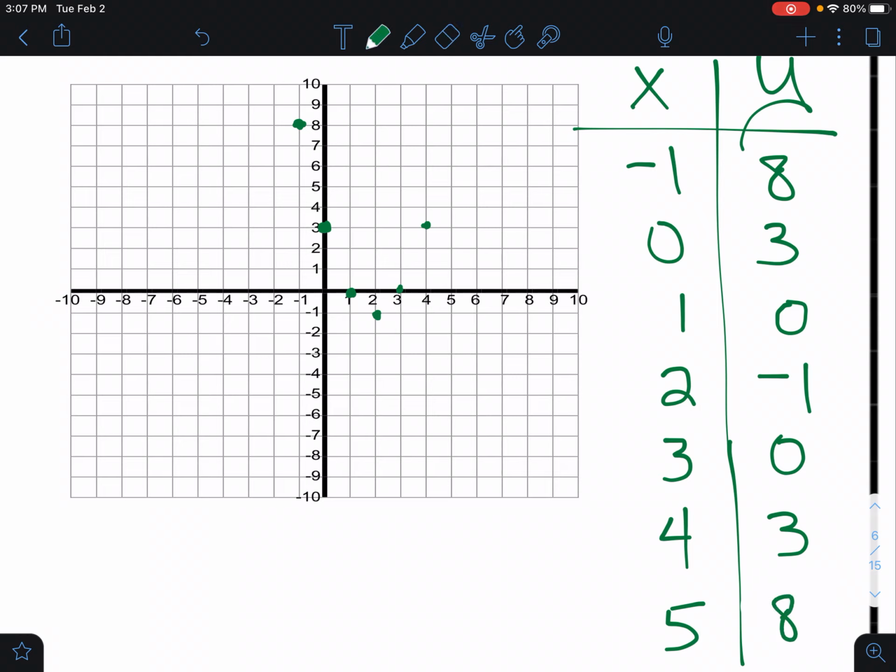Remember, it should look like a parabola, so that's kind of how I knew that that wasn't quite right. That would have been off. 5, 8. Okay, so now there it is. Now I just need to connect these points with a smooth curve, not a V. It's a U shape and should have a curve. So I'm going to try to do that as best I can.